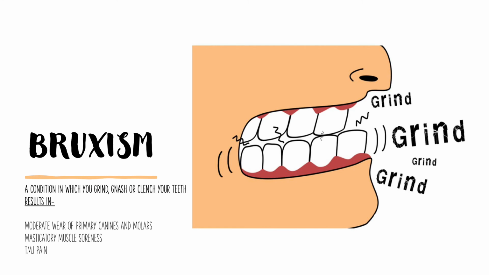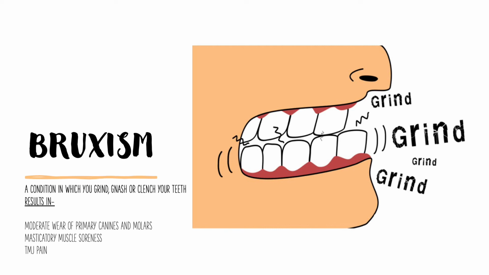Then there's something really interesting, and it might be new to you, is bruxism. Now what is bruxism? Bruxism is basically a condition in which you grind, you gnash, and you keep on clenching your teeth. It can happen while you're awake, it can happen while you're asleep. So this child has this continuous habit of grinding their teeth and gnashing and clenching. And the most common cause of bruxism is said to be stress.